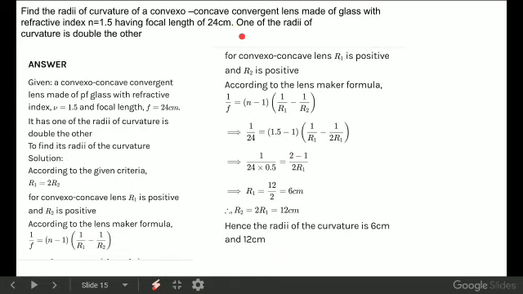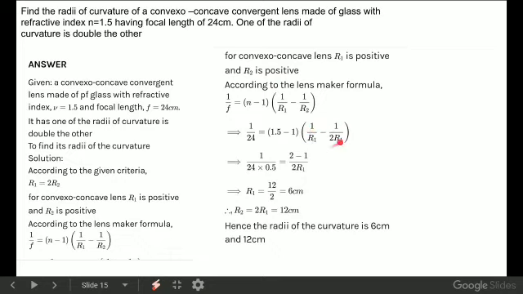Now it is a convexo-concave lens, so for this you have to remember a little thing: for a convexo-concave lens, R1 should be taken positive and R2 should also be taken positive. So according to the lens maker's formula, 1 by f, the refractive index value 1.5 that is given, so 1.5 minus 1, and the focal length value is given, 24 centimeters, into 1 by r1 minus 1 by 2 r1. We should take both positive, so we need not change any signs here.